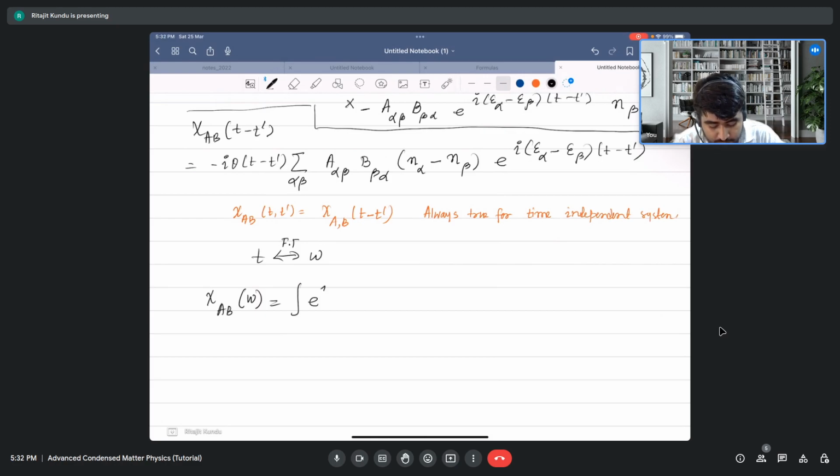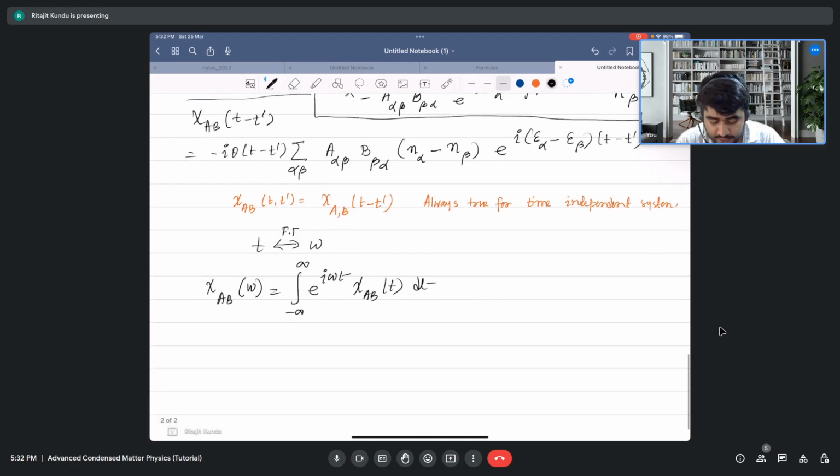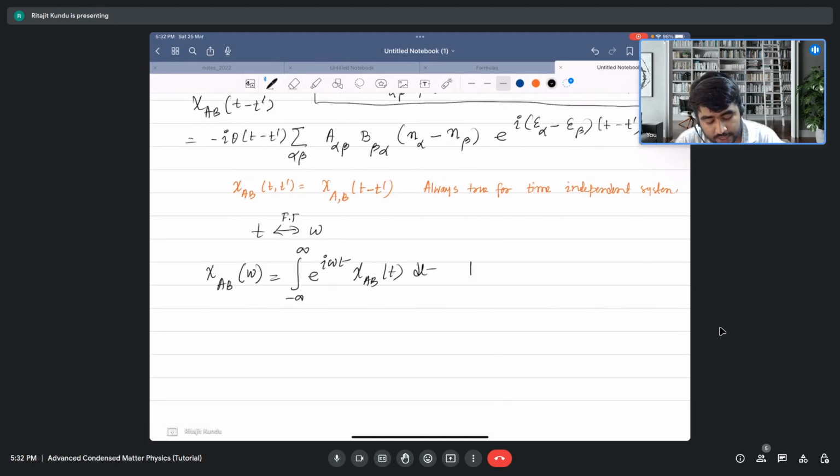The Fourier transformation is given by the integral of e to the power i omega t, chi AB as a function of t, dt, and the integration goes from minus infinity to infinity. Okay, so this is the standard Fourier transformation. I have actually missed the 1 by 2 pi, but that 2 pi I will absorb in the reverse Fourier transformation, so that the total 1 by 2 pi is conserved. In condensed matter, this is what we always do, so to calculate omega, we will not add any 1 by square root 2 pi.